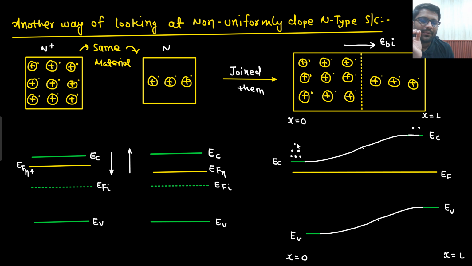Now let me know, if the electron wants to move from here to here, the electron wants to go uphill. The electron wants to go uphill. So what could be the motivation to go uphill? Diffusion. Whenever electrons want to move uphill, the motivation is diffusion. And whenever the electron wants to go downhill, the motivation is drift.